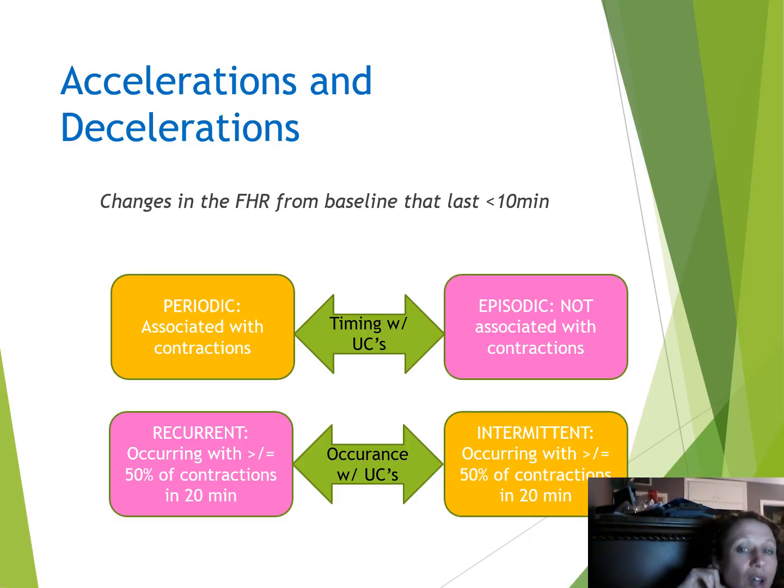Okay, so we look at our accelerations, a little bit, but more decelerations and how they're associated with contractions. That's the first piece that we look at. Periodic decelerations are associated with contractions. Think of it like: I have my period, I have pain, contractions have pain. That's the way I remember it. Episodic are not associated with contractions. The other piece that we look at is whether it's recurrent or intermittent. Recurrent occurs with greater than 50% of contractions in 20 minutes. Intermittent is less than 50% of contractions in 20 minutes.